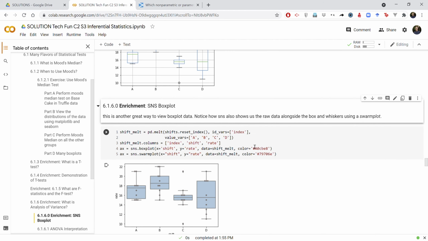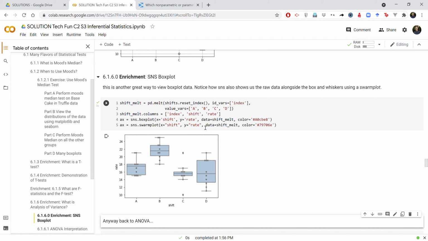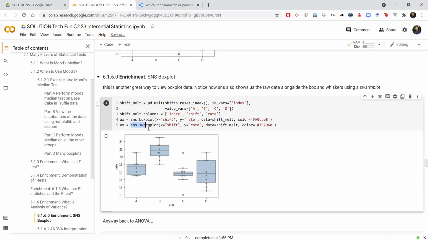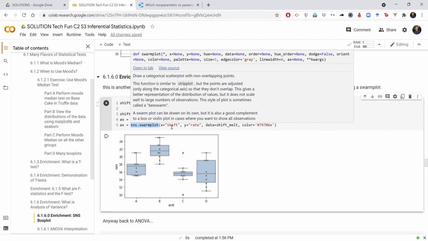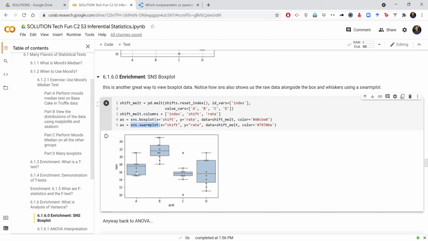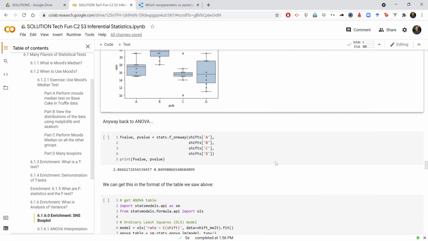We can, by the way, produce this box plot with Seaborn, and Seaborn has a nice little feature called a swarm plot. We're just appending the swarm plot over the box plot, but see how it puts the actual observed data points over the box. It's kind of neat. This works really well when we don't have that many observations that would otherwise cloud the box plot. Anyway, back to ANOVA.